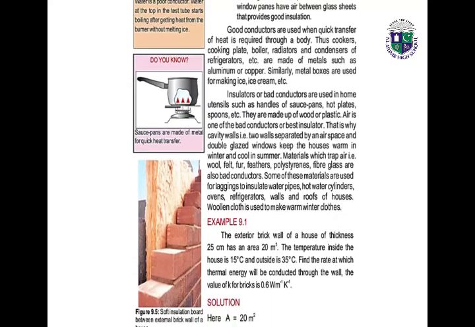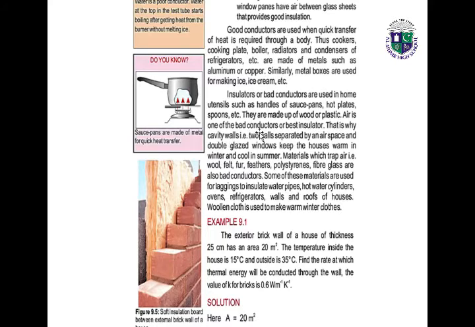So all these are the uses of conductors and non-conductors. Good conductors are also used when quick transfer of heat is required through a body. Thus cookers, cooking plates, boilers, radiators and condensers of refrigerators are made of metals such as aluminium or copper. Similarly, metal boxes are used for making ice and ice cream. Insulators or bad conductors are used in home utensils such as handles of saucepans, hot plates, spoons. They are made up of wood or plastic.